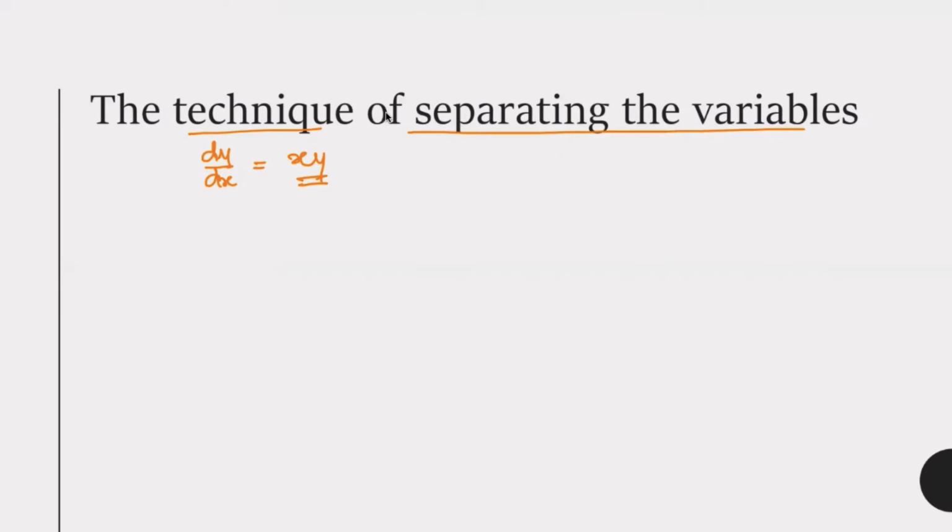So what I can do is I'll just move all the things which are related to y on the left hand side and all the things which are related to x on the right hand side. So what I get is (dy over dx)(1 by y) is equal to x. Okay. Now y is on one side and x is on one side. Now I can integrate with respect to x. So once I start integrating with respect to x, both sides, what do I get?